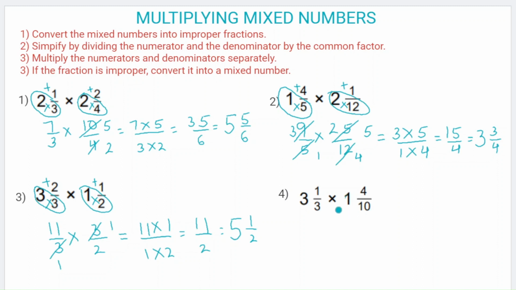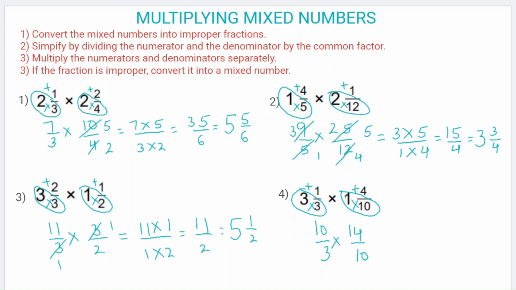Let's take one more example. 3 1 over 3 times 1 4 over 10. So same steps. Multiply the whole number with the denominator. 3 times 3 is 9 plus 1, 10 over 3 times 1 times 10 is 10 plus 4, 14 over 10.